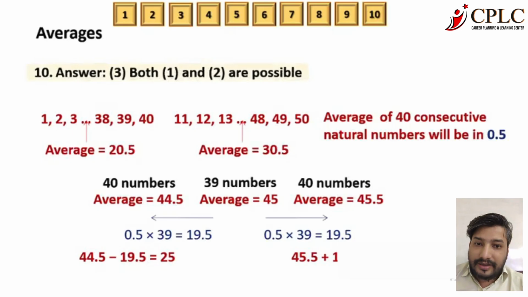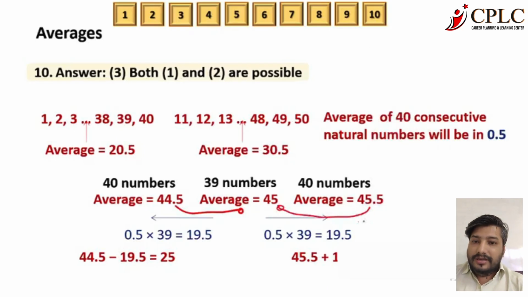So if it is 25, meaning you have erased the smaller number, the average after erasing would have increased by 0.5. And if you have erased the bigger number, the average would have decreased by 0.5. So that is that property. Hence both answers are possible. Both answer options 1 and 2 are possible. So hence we'll mark answer option 3 as the correct answer.